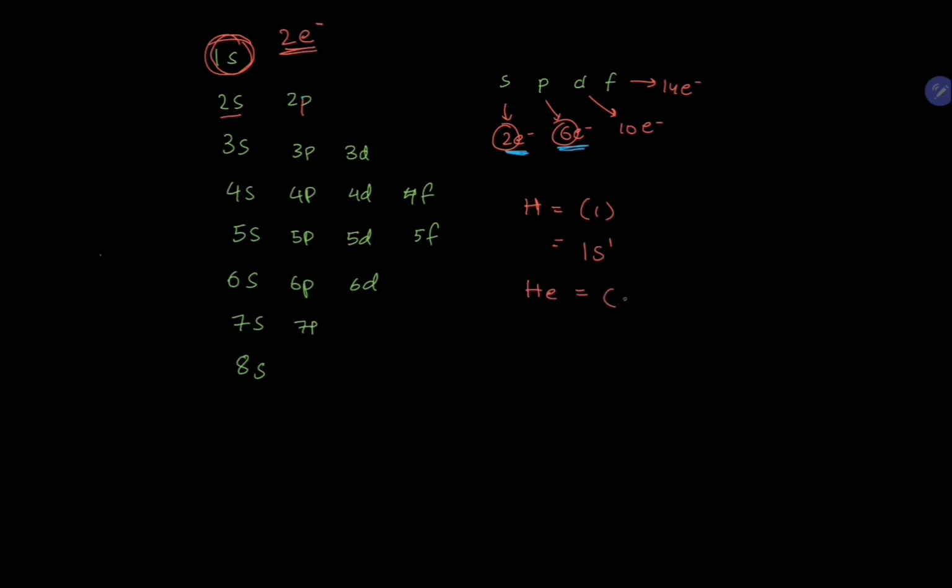Helium 2, 1s2. What's the difference here? You don't write the capacity of the shell. You write how many electrons are present in that shell. This value is not the capacity of that shell, but the number of electrons present in that shell.